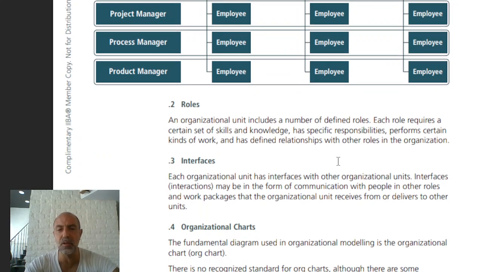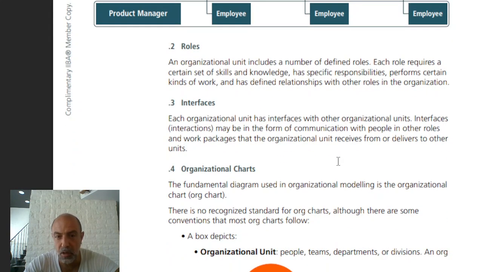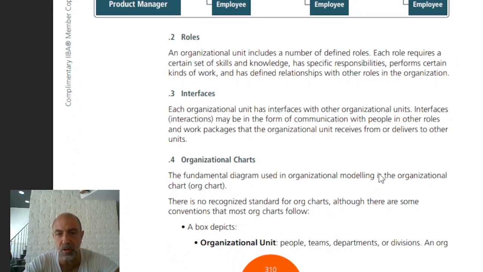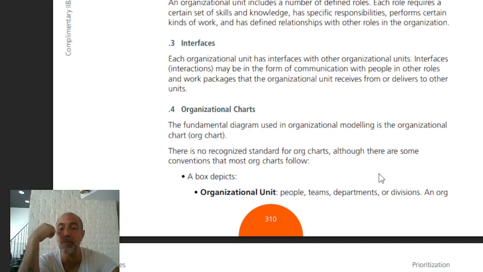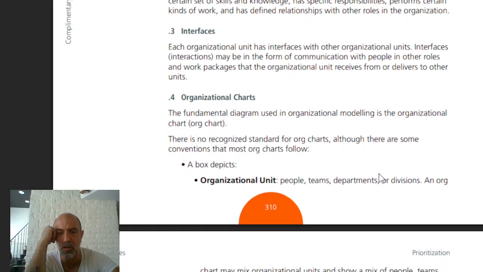An organization unit includes a number of defined roles. Each role requires a certain set of skills and knowledge, has specific responsibilities, performs certain kinds of work, and has defined relationships with other roles and organizations. Interfaces and how they interact, we talked about it earlier, is like each organization unit has interfaces with other organization units, how they interact. Organizational charts, the fundamental diagram used in organizational modeling is the organizational chart.